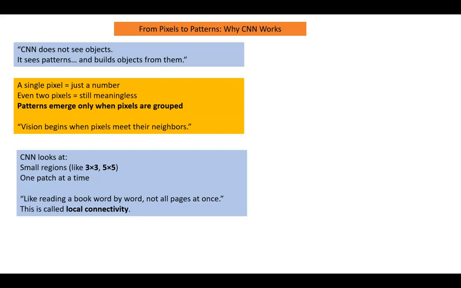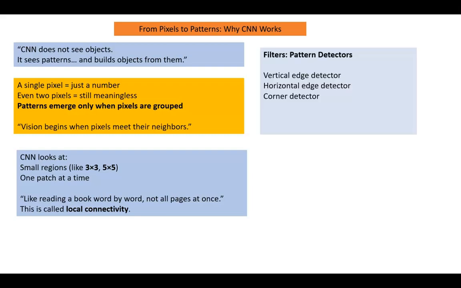So CNN looks at the image as small patches, small regions like a 3x3 patch or a 5x5 patch or a 7x7 patch, one patch at a time. If you cannot understand, imagine you are reading a book word by word, not all pages at once. This is what CNN does to the image. It looks at the image one small region at a time. Let it be a 3x3 patch. This concept is called local connectivity.